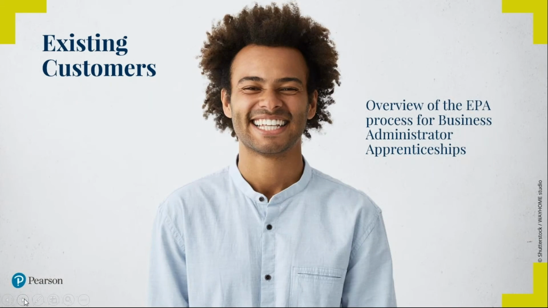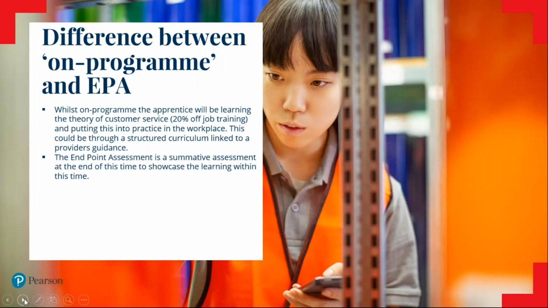Okay, so this is the overview for the processes for the Business Administrator endpoint assessment. First, we're going to quickly have a look at on-programme and endpoint assessment. Whilst on-programme, the apprentice will be learning the theory of Business Administrator with 20% off-job training and putting this into practice in the workplace. The endpoint assessment is a summative assessment at the end of this time to showcase the learning within this time. In terms of what we require at the end, it is linked to a specific specification, the endpoint assessment specification, as a summative assessment.